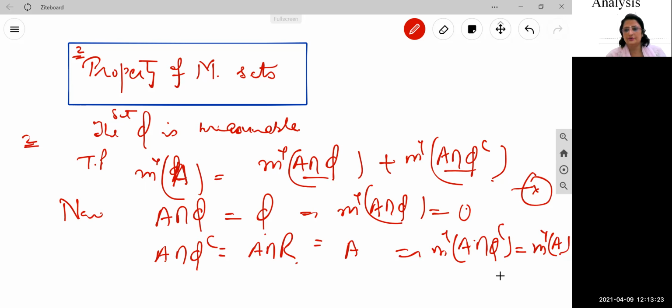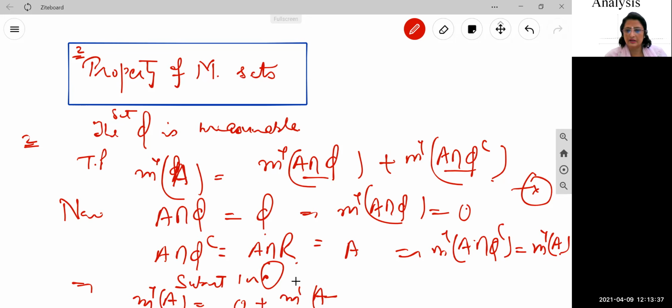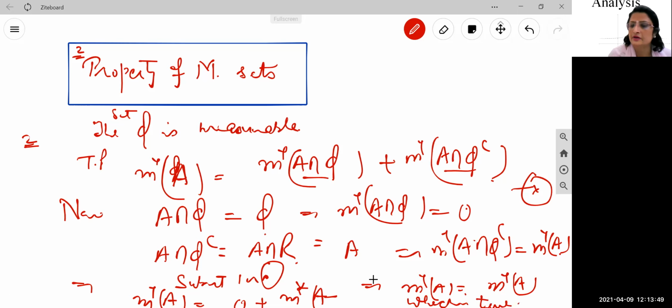ठीक है जी? Substitute in star. It implies M star A is equal to 0 plus M star A. ये लॉजिक हो गया प्रूव. It implies M star A is equal to M star A, which is true. Therefore, what we want to prove is that M star A is equal to M star A intersection phi plus M star A intersection A complement, it implies phi is a measurable set.